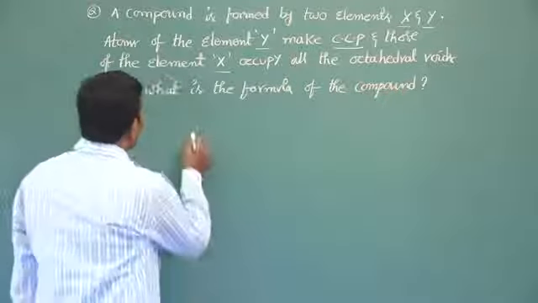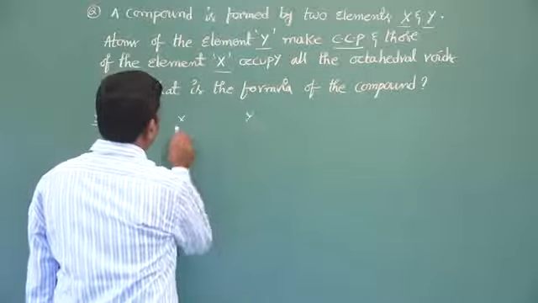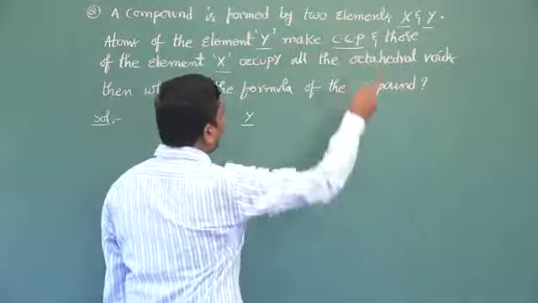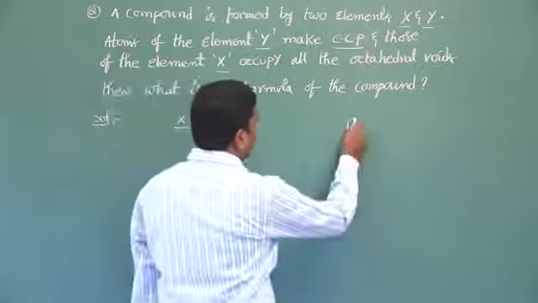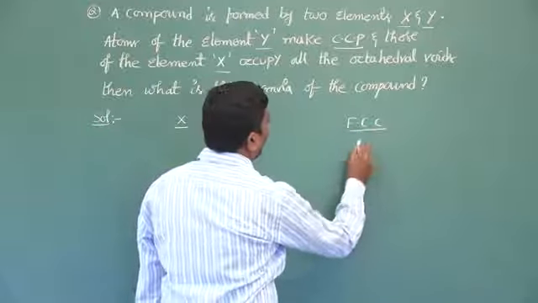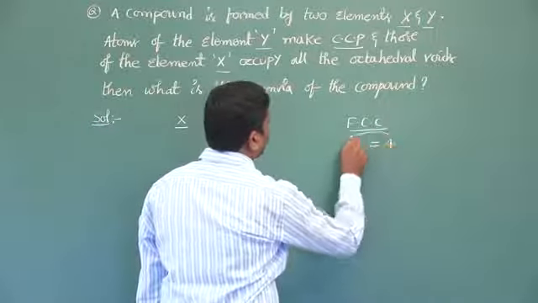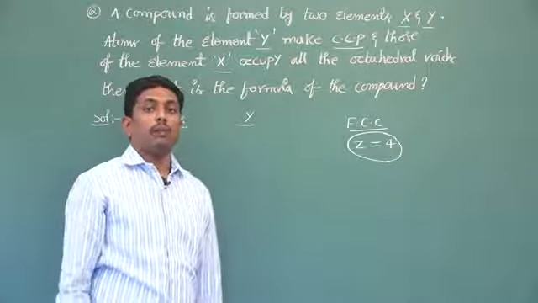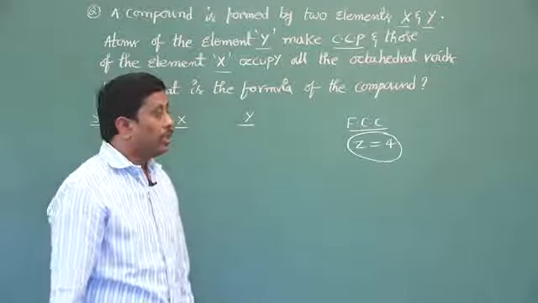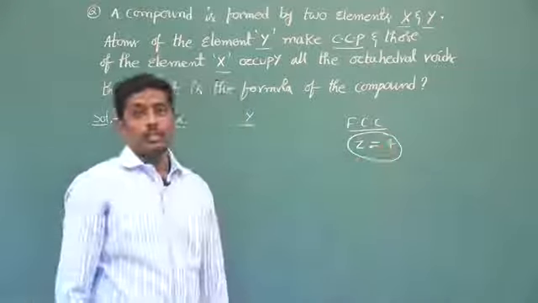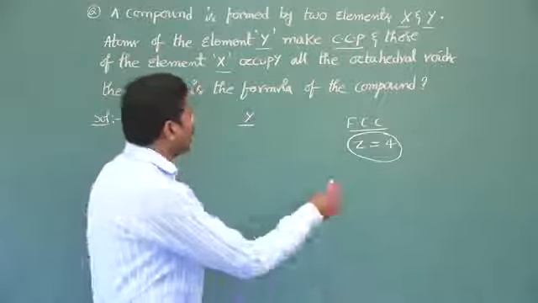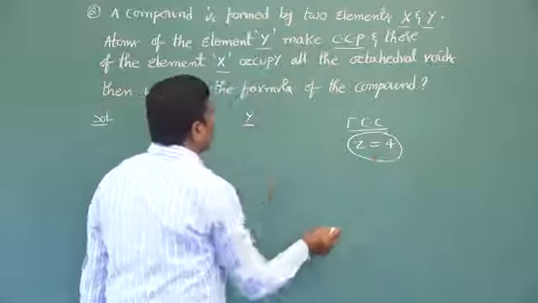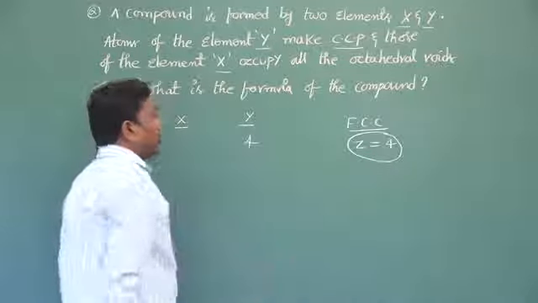Now see here, X and Y, 2 elements. In that, element Y makes CCP. In CCP or FCC, what is the Z value? Z value is 4. Z means unit cell constant. What does it mean? Number of atoms present per unit cell. If you take an FCC unit cell, there are 4 atoms. They are saying that Y forms CCP, so how many Y's are there? 4 Y's are there. So Y is equal to 4.